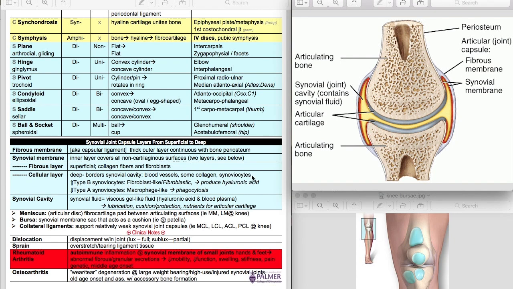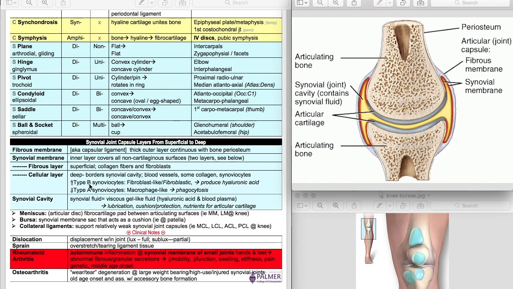The cellular layer will have blood vessels, some collagen holding a structure together, and synoviocytes. Cytes always means cells, so these are cells involved with synovial fluid, synovial joints. So the cellular layer has synoviocytes, and there are two types of synoviocytes. You need to know the two different types. They are arranged here from superficial to deep. This whole table is superficial to deep.